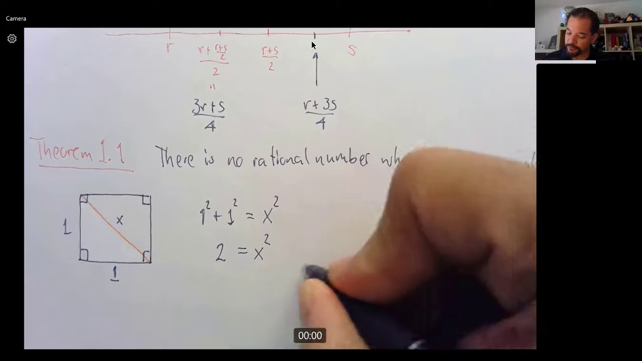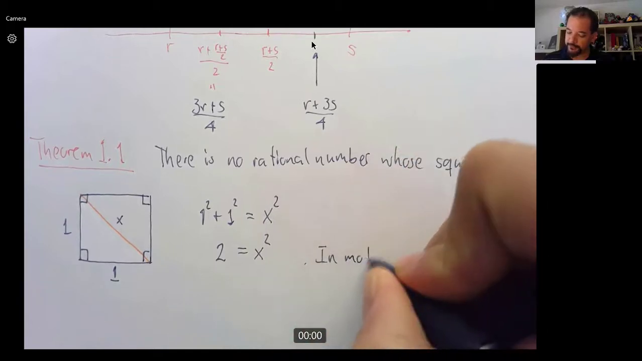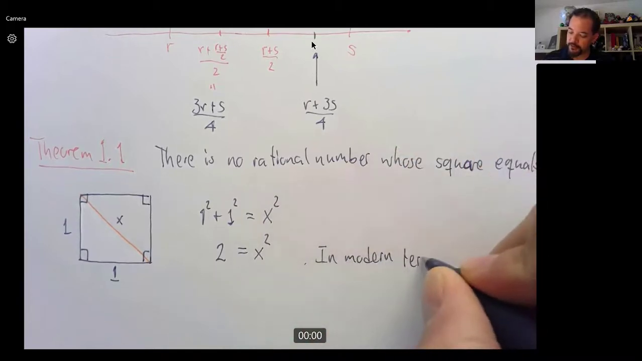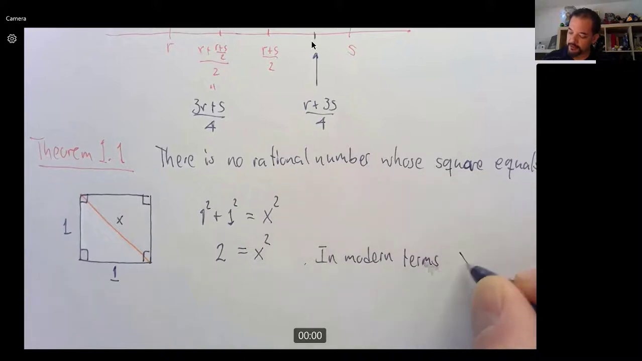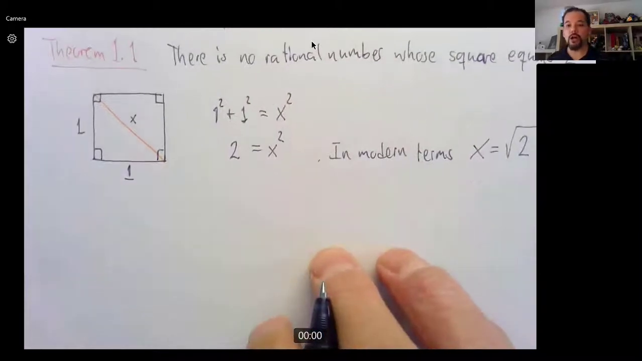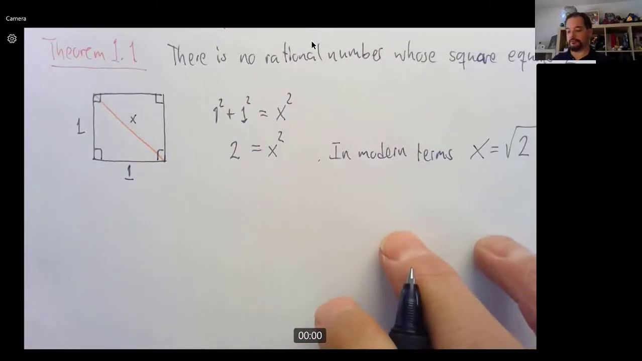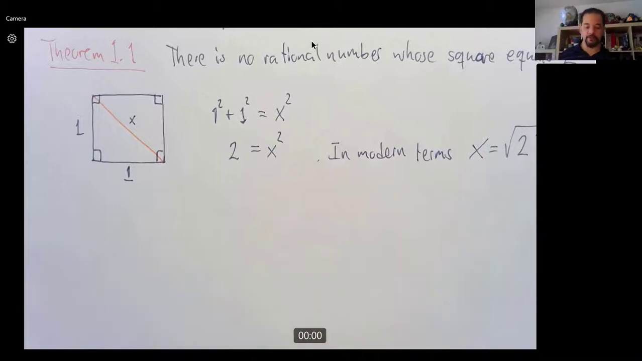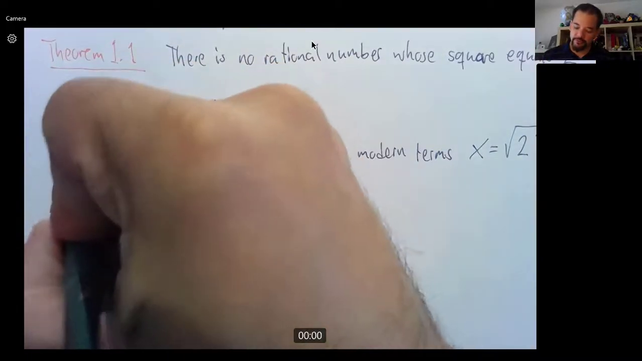So in modern terms, x is the square root of 2, okay? So why is this number not a rational number? It's one of those proofs that you should have seen in Math 320. Well, we'll repeat it here regardless. So why is this true?